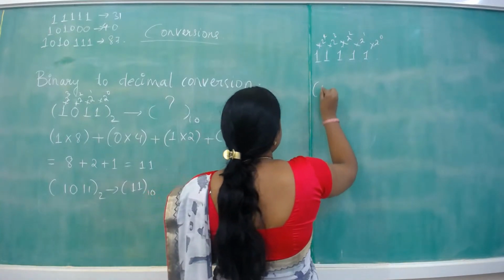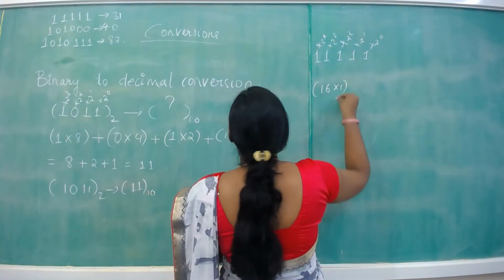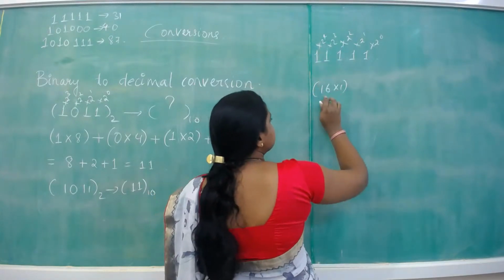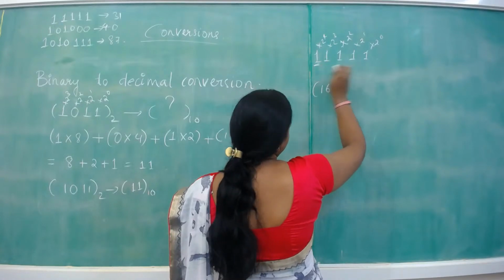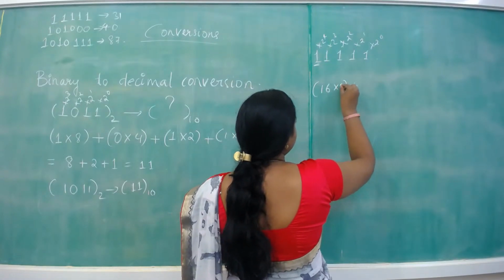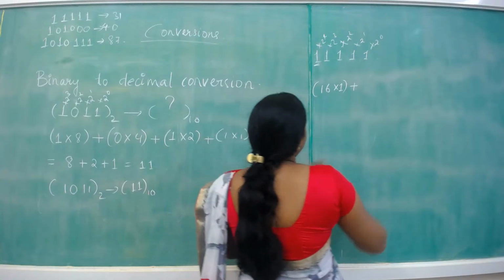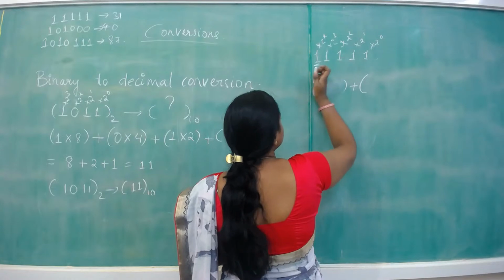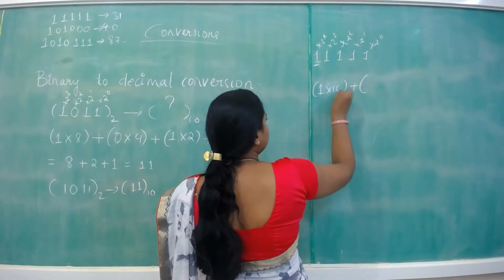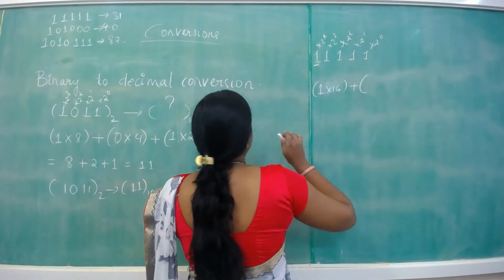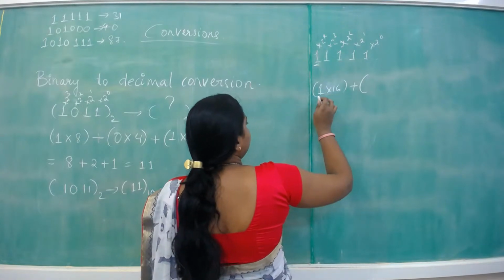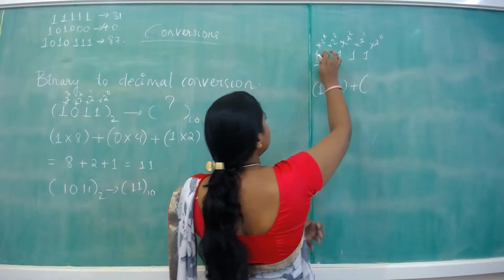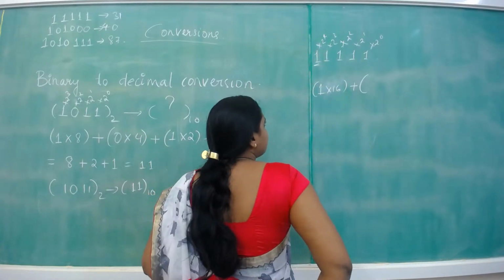So 16 into 1 or 1 into 16. The value 2 to the power of 4 is 16. The value here is 1. Here all the values are 1. So plus, 1 into 16, I will write the value first and then the place value. First the binary digit, either 0 or 1, that we have to place, and then the place value I am going to take.